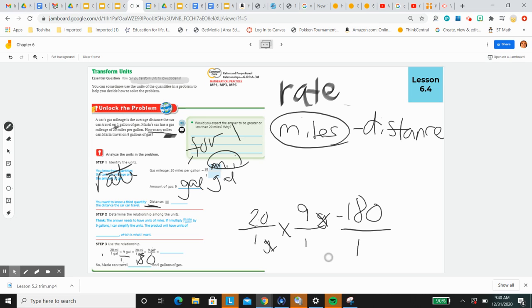Just remember, this is the key right here: how do I set up this problem? Remember, your labels are opposite one another, just like when we were converting units of measure. All right, let's go to the next page.